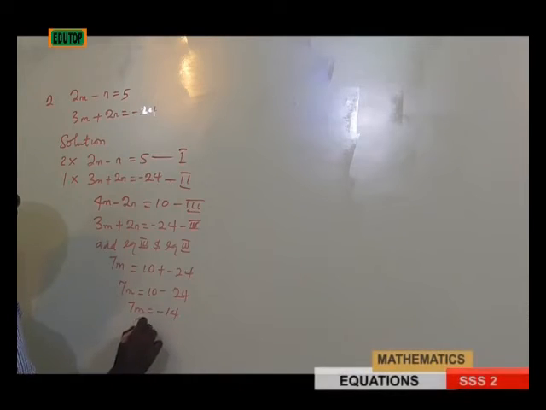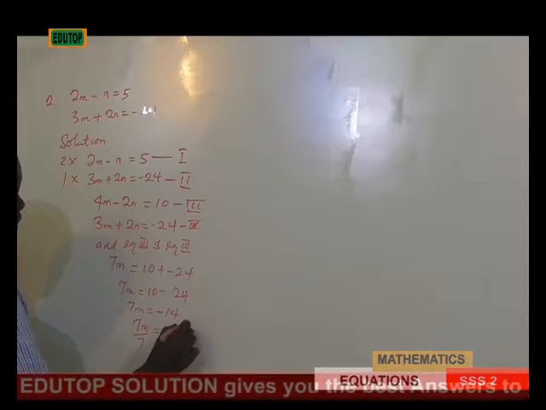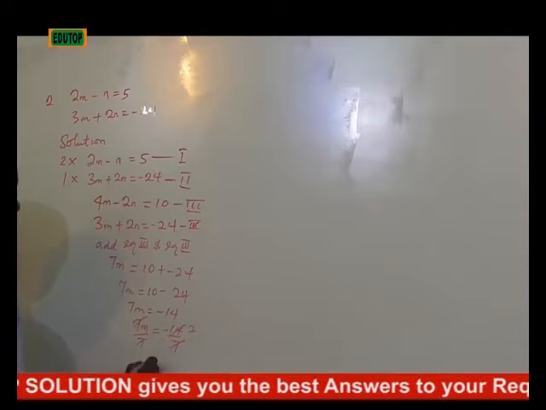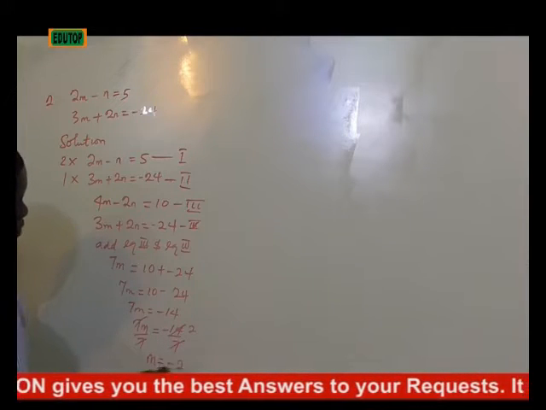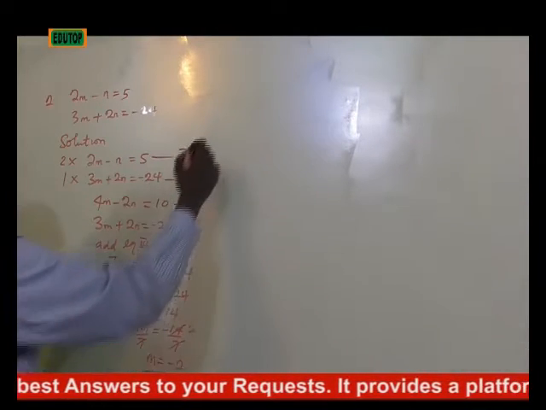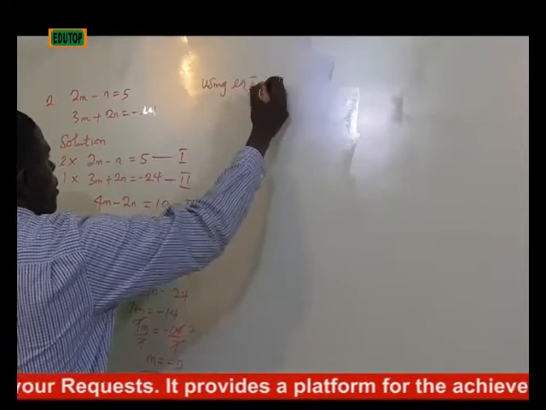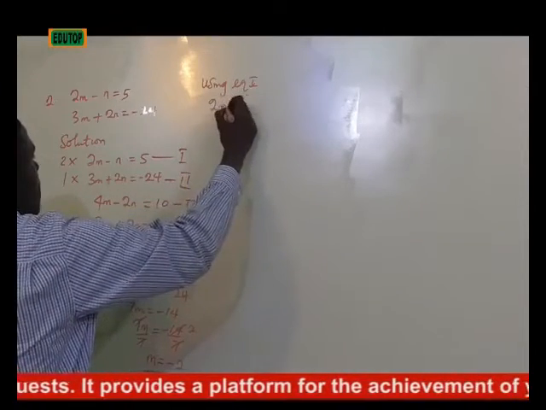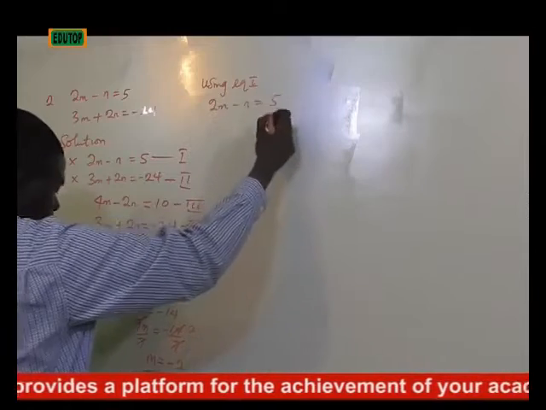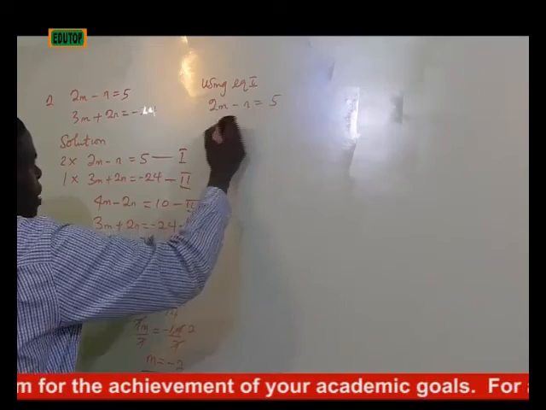So you divide both sides by 7, then we have this 2. So my m equals minus 2. So I can, using equation 1, which says that 2m minus n equals 5. Since I've calculated my m to be minus 2, automatically I can determine my n from here.